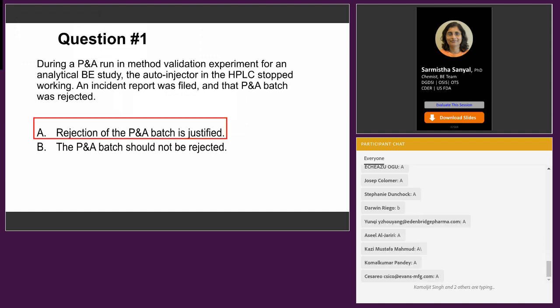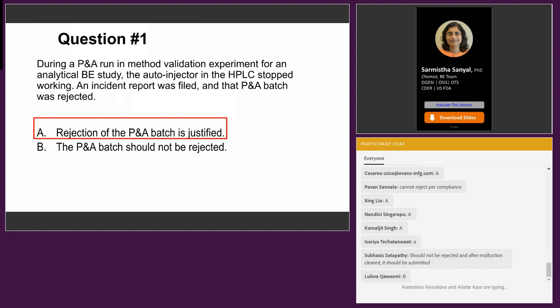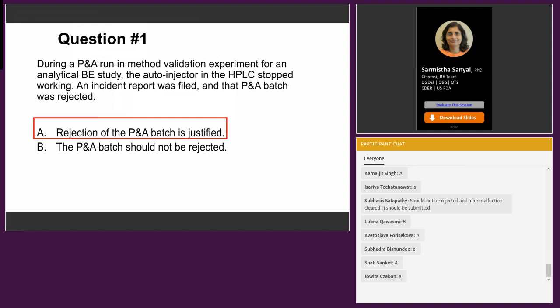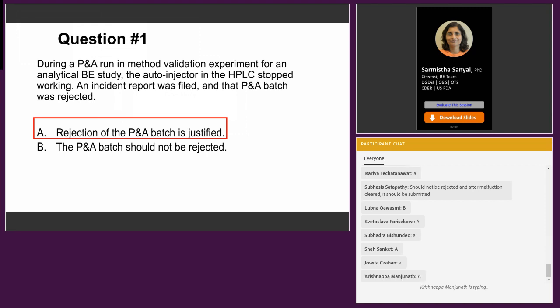Okay, so most of you have guessed it rightly. The correct answer in this case is A. So in this case, the rejection of the precision and accuracy batch is justified. As we just discussed in the first case study, failure of an analytical instrument while you are running the experiment can be designated as an assignable cause, provided you have contemporaneous documentation. Since in this case, we have some contemporaneous incident report filed, the rejection of the analytical run will be justified.